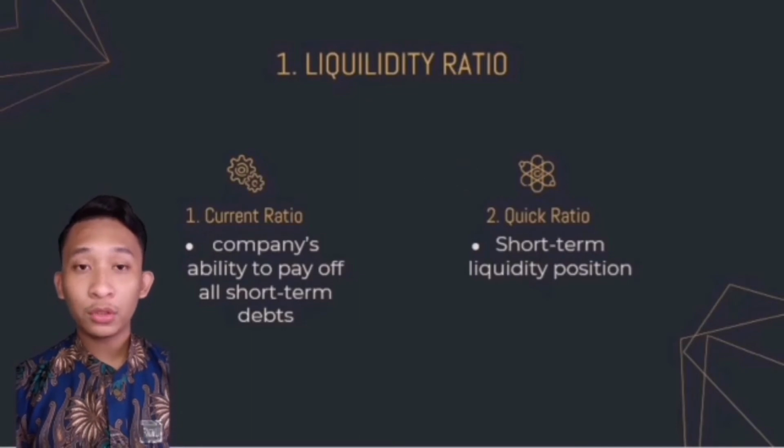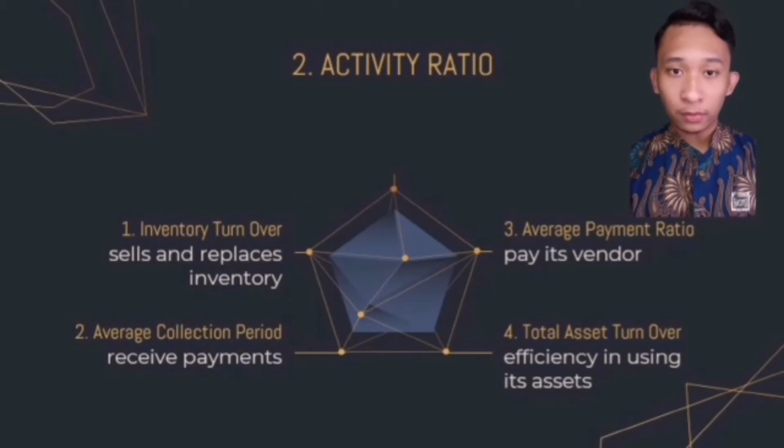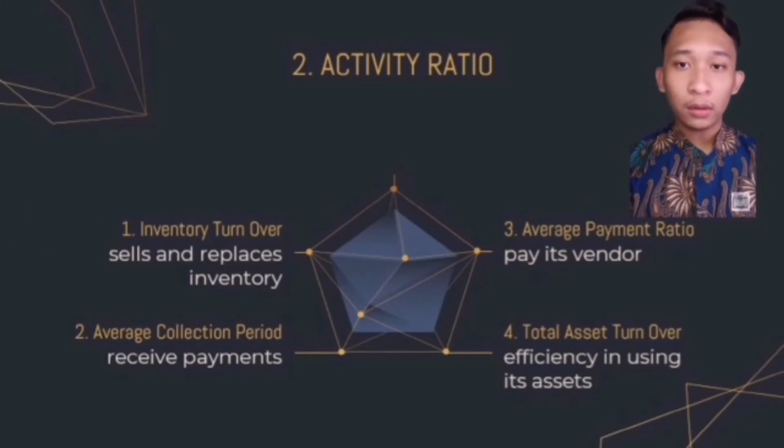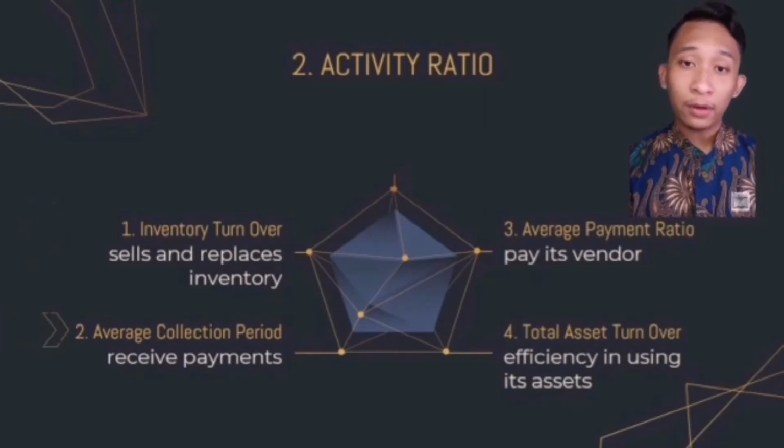its most liquid assets. The second is the activity ratio, which consists of inventory turnover, average collection period, average payment period, and total asset turnover. Inventory turnover is a ratio that shows how many times a company sells and replaces inventory in a given period. The average collection period is the amount of time it takes for a business to receive payment owed by its customers in terms of accounts receivable.